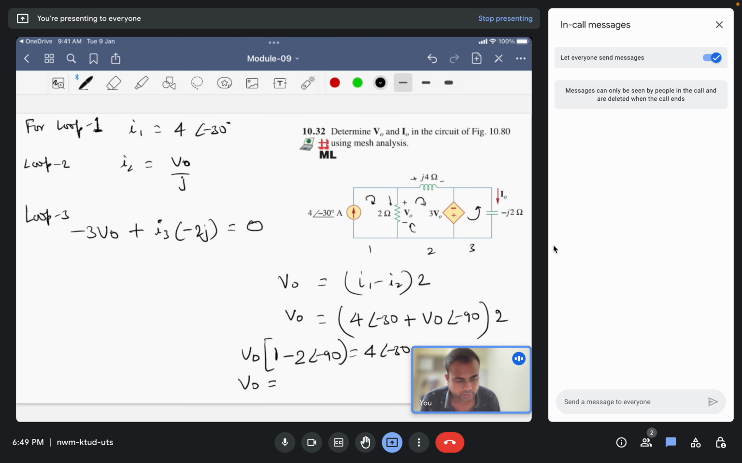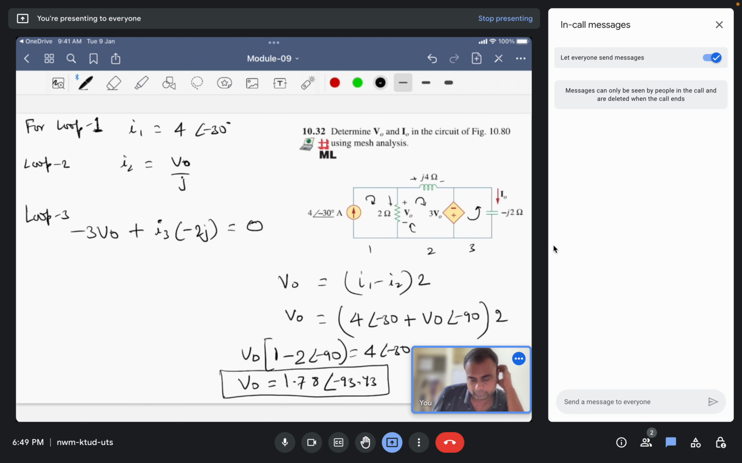So from here we'll get V0 equal to 4 angle minus 30 divided by 1 minus 2 angle minus 90, which is 1.78 angle minus 93.43. So we have calculated V0.